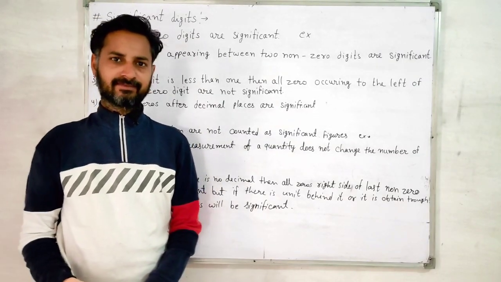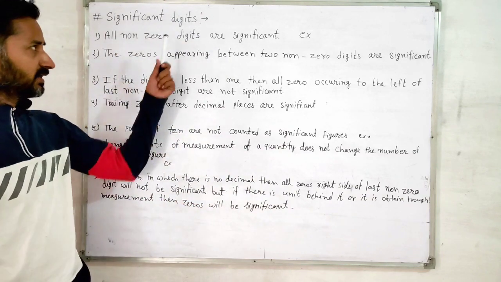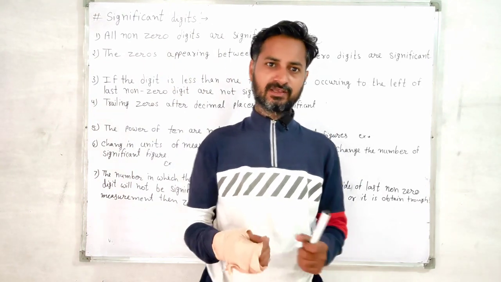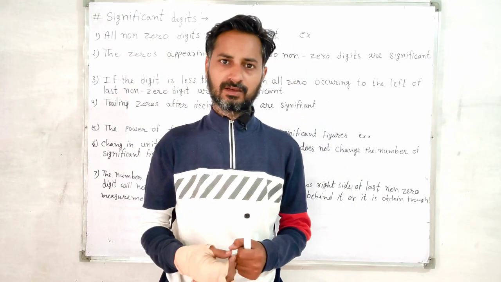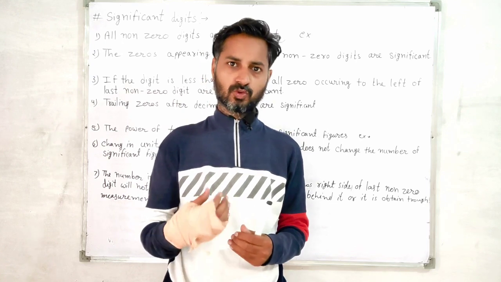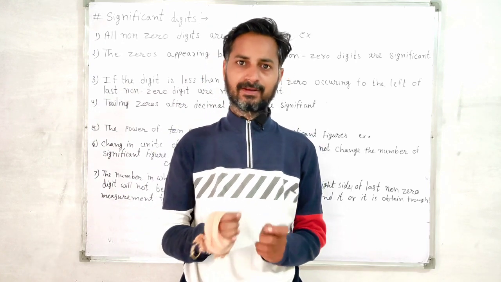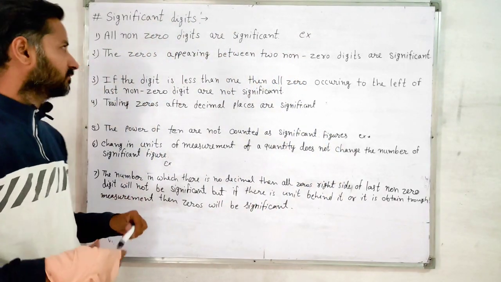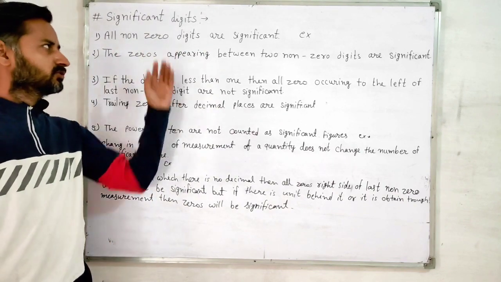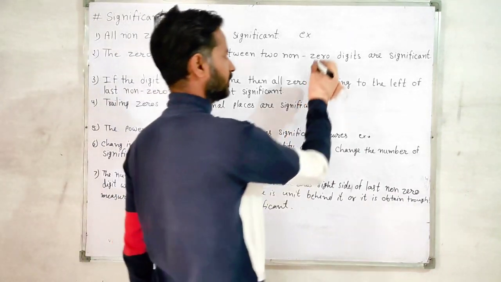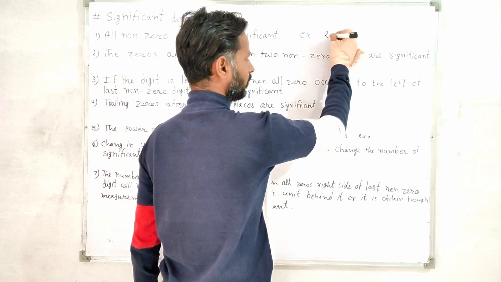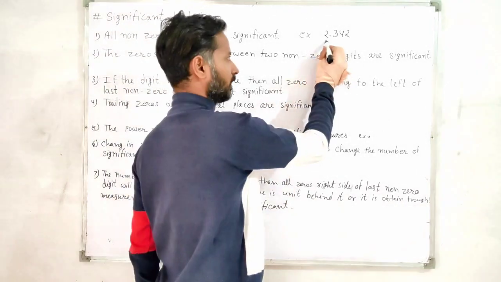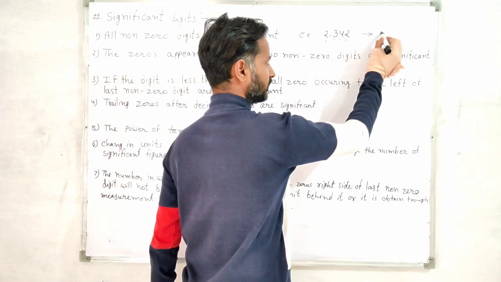Our next topic is significant figures. What are significant digits? Significant digits or significant figures are the digits which show accuracy or preciseness in our result. For finding the significant figures, we have some rules. Like, all non-zero digits are significant. For example, in the result 2.342, we have 4 significant digits.